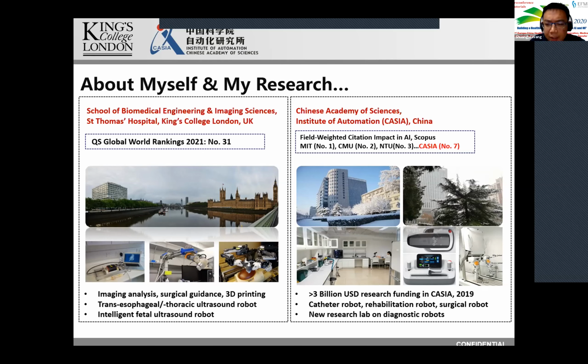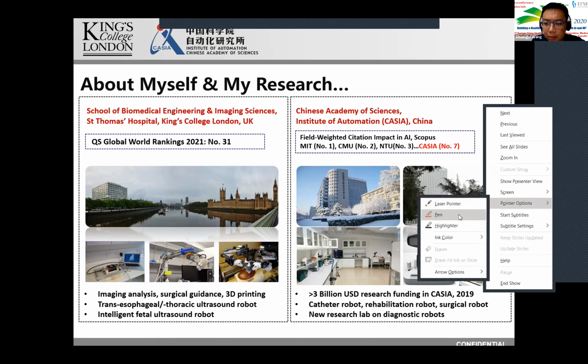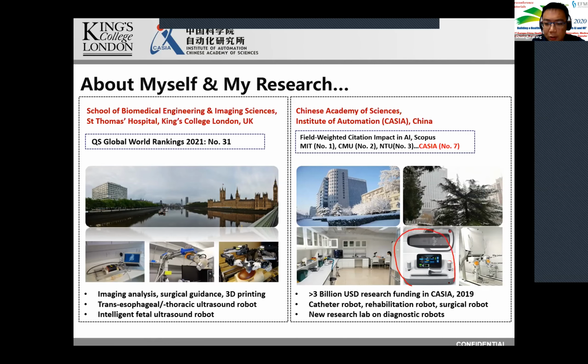Here, we have been working on several different robots. Let me show some examples. This is a catheter robot to deliver a catheter into a coronary artery for cardio interventional procedures. And this is a rehabilitation robot that we're developing here. It's already a commercial-ready product. Since I returned, I have set up a small new research lab, focusing more on diagnostic robots.